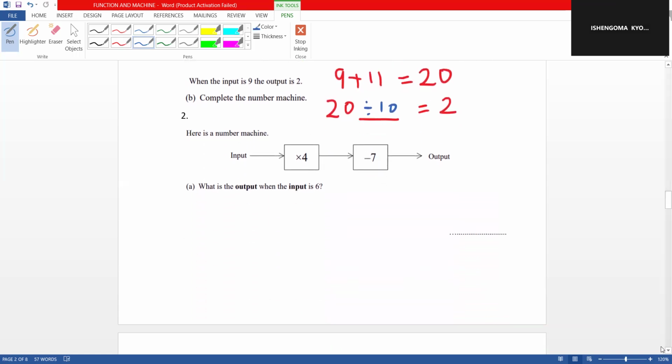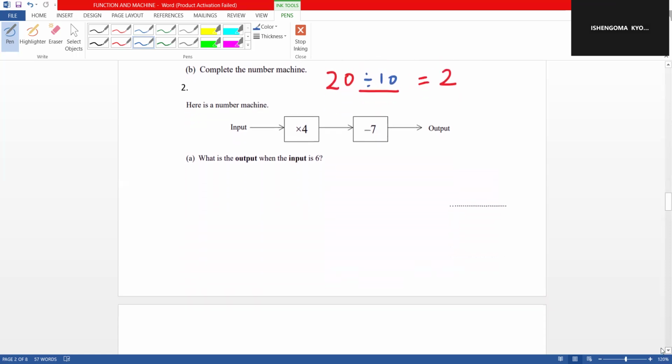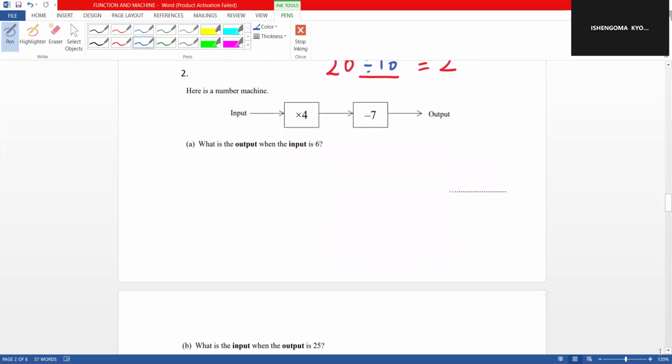So in this question, we are told, first multiply by 4, then subtract 7. A says, find the output when the input is 6. So if my input is 6, I will multiply by 4. And then after multiplying by 4, I'll get 24. Then after getting 24, the next is subtract 7. Then I get 17. So therefore, my output will be 17.